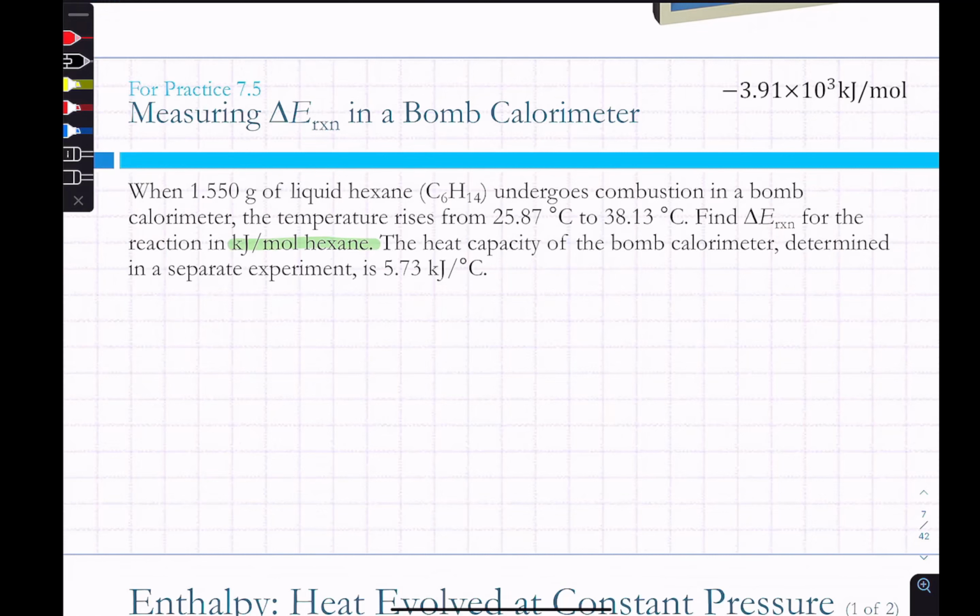So first we want to figure out how much energy was released. And this is another situation where you can also use just dimensional analysis. So we've got our 5.73 kilojoules per degree C, and then we notice we have a change in temperature. This will be 38.13 degrees C minus 25.87 degrees C. Does this need to be in Kelvin, and does it matter? You can do it either way. If you convert both to Kelvin first and then subtract them, you'll get exactly the same difference between the two numbers.